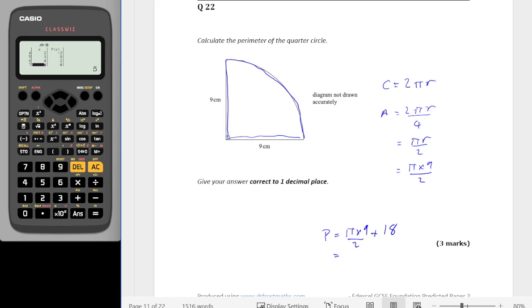And as a decimal, let's go back into normal function. So shift pi times by 9, and I want to divide that by 2. And then I want to add on 18. So that's going to give me 32.137... So I haven't rounded yet. So that's going to be 32.1 centimeters.